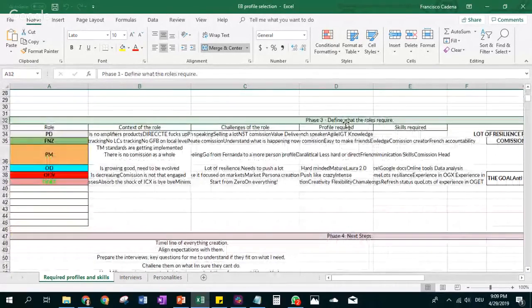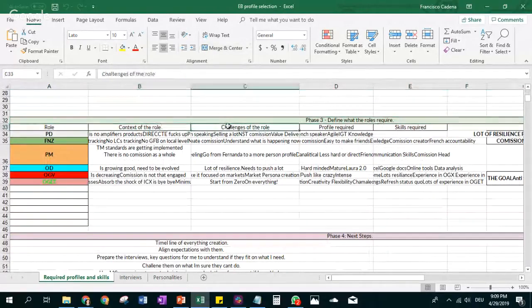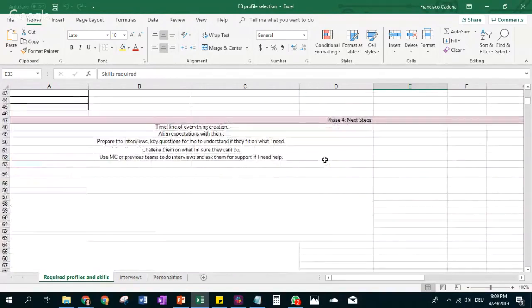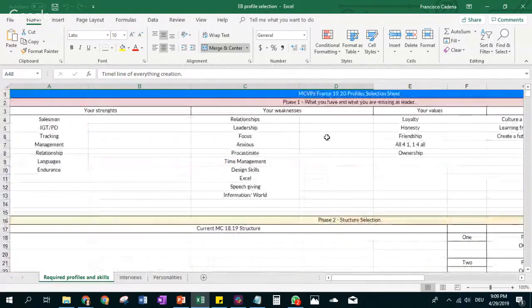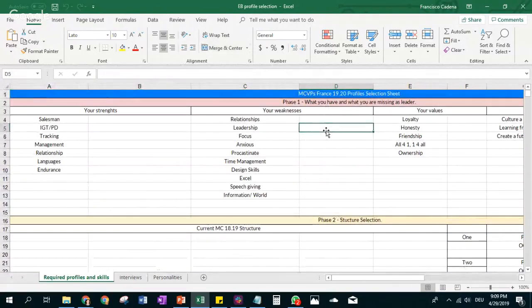This is really important because you need to know the context, the challenges, what is required, and the skills required. And here is when you can choose if maybe a person goes to another role because of the skills this person has. And then it's just the next steps that you need to define to choose your team. This is a tool that works if you have 2 applicants. If you have 1 applicant, it's okay, because you will know this person is the best for which role.